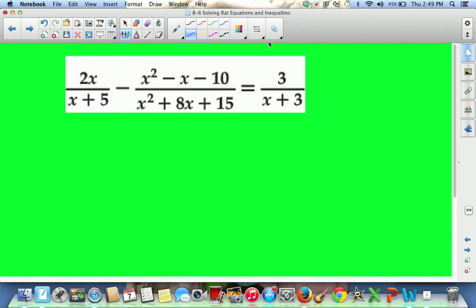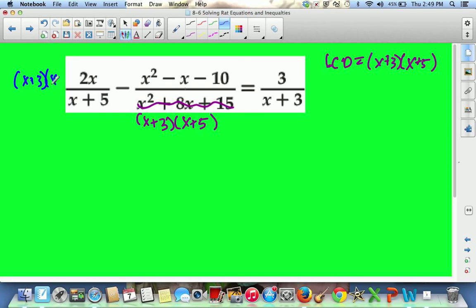Just like last time, we want to get our LCD here. Our LCD would help us if we factored this. We have x plus 3 and x plus 5. So it looks like we're going to multiply by x plus 3 and x plus 5. Like I said, you can spread this out a little bit better. So we're multiplying each term by x plus 3 and x plus 5.